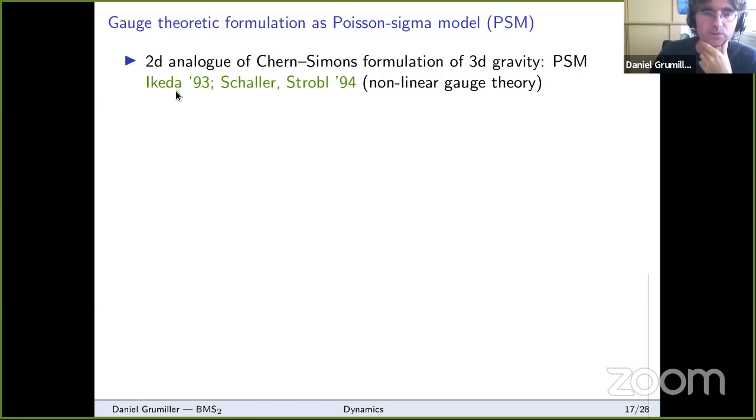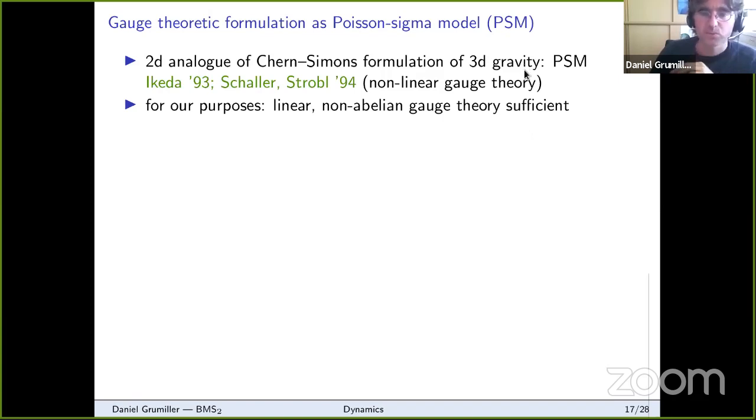So Poisson-Sigma models were introduced in the early 90s by Ikeda and by Schaller and Strobl, also at TU Wien. And the main difference to Chern-Simons theories is that these Poisson-Sigma models are nonlinear gauge theories in general. And they're rigid in a very precise sense. So I don't want to get too technical, but there is the notion of consistent deformation of gauge theories introduced or defined precisely by Barnich and Henneaux in the 90s. And you can show that Poisson-Sigma models are rigid in the sense that the most general consistent deformation of a Poisson-Sigma model is another Poisson-Sigma model.